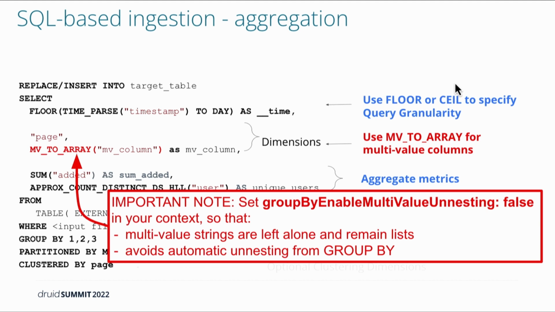Now, an important note here is that if you do have multi-value columns, you surround them with the MV_TO_ARRAY, but you'll also need to set the group by enable multi-value unnesting to false, such that when the group by operation executes, the multi-value strings are left as a list of values and not unnested into multiple rows, as would normally occur when you're running a select.